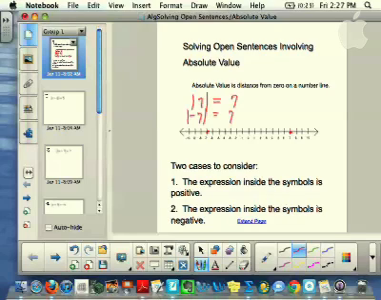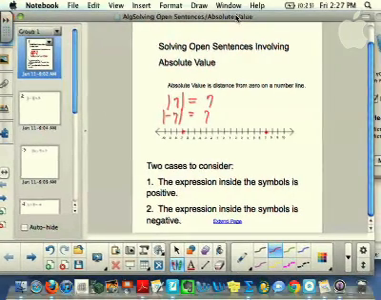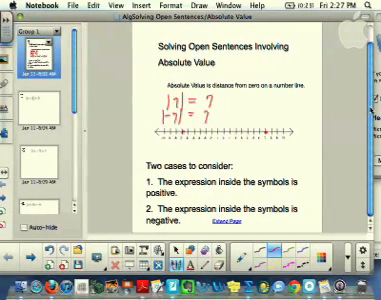So there are two numbers that will give me the answer of 7 when I take their absolute value. That tells us there are going to be two cases to consider when we have an absolute value problem. The expression inside the symbol could be positive, or the expression inside the symbol could be negative. So if I were to say the absolute value of x is 3, I know that there would be two answers. Either x could be 3, or in the second case, x could be negative 3. So when we are finding absolute value, we are going to be looking for two answers.